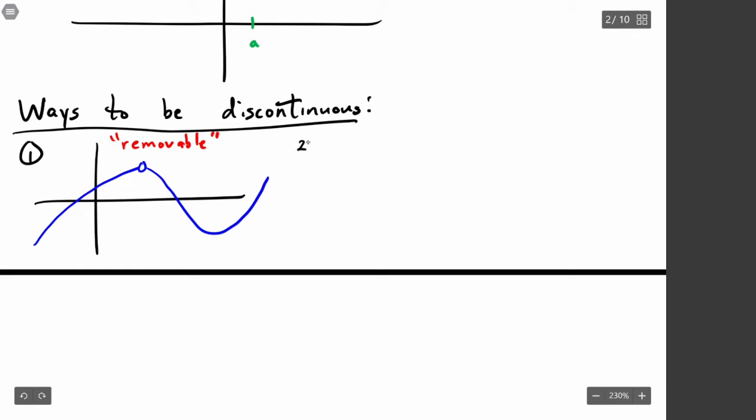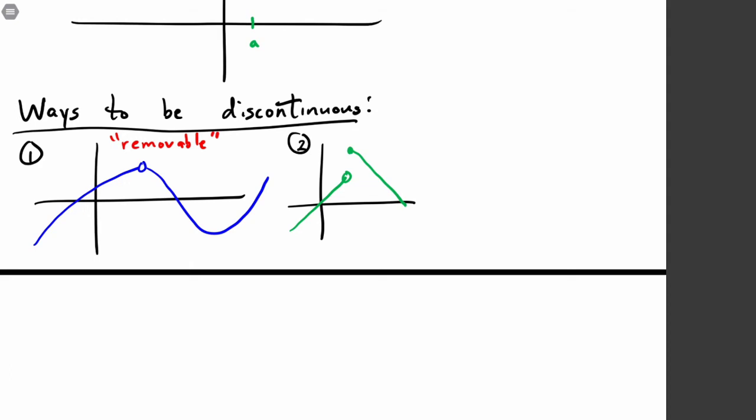Right? There's another type of discontinuity. Maybe something like this. Something where the function jumps. And as you might guess, we call this a jump discontinuity, because the function jumps up.